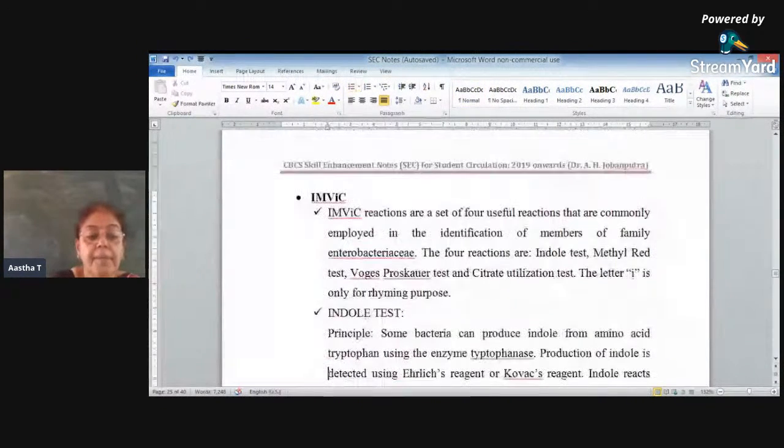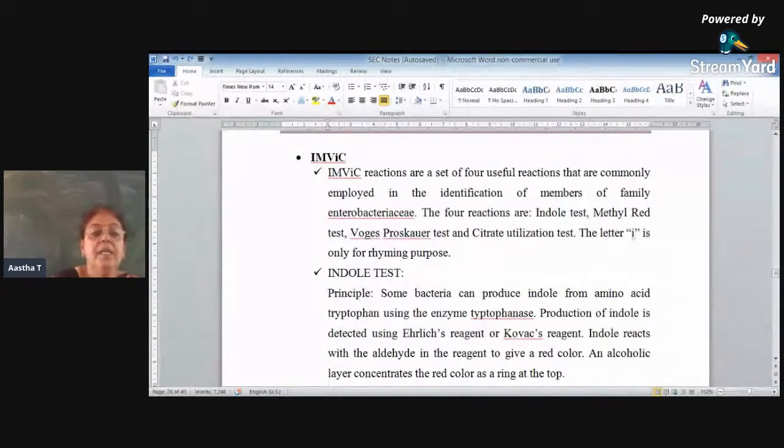Today we'll start with the IMViC test. Now see how IMViC is written: I capital, M capital, V capital, I again small, and C capital.